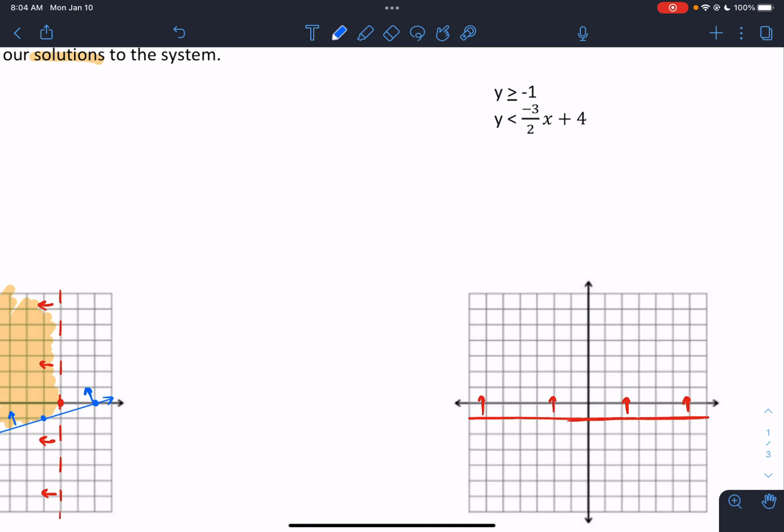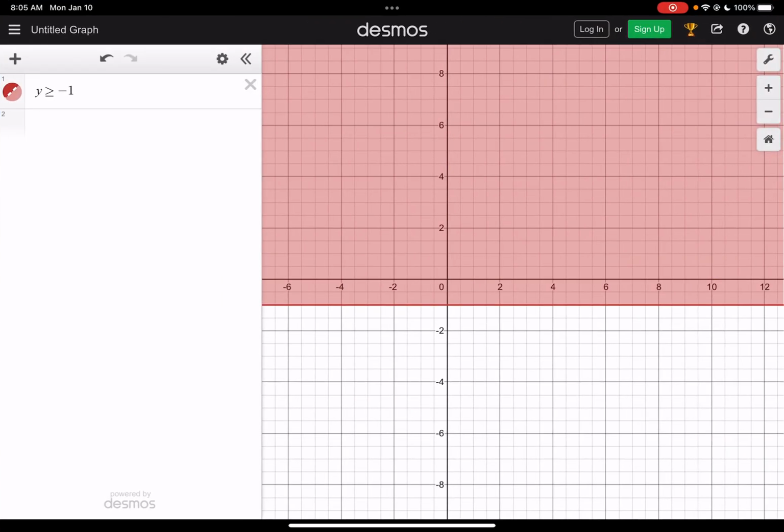And then here, again, I've got a slope of -3/2 and a y-intercept of 4. So that tells me I'm going down 3 and right 2, and starting 1, 2, 3, 4 above my origin. And so each of those points, I moved using my slope, and now I can go ahead and graph that.